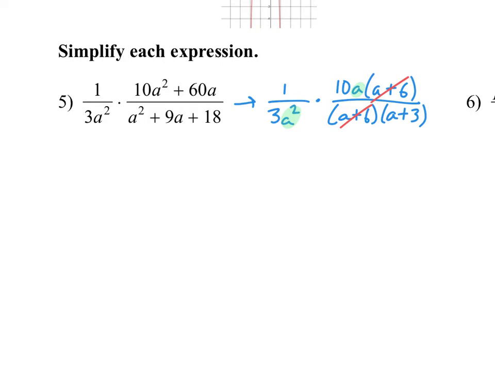So if we wanted to, or we should, the 3a squared is really 3 times a times a. So the a I have up here will cancel one of those a's. Okay, so we're still going to have in the numerator just a factor of 10. The denominator, we have a 3, we have an a, and we have an a plus 3. And now you can leave it like that, if you wanted to distribute the bottom together, you could as well. But this would be totally fine as well.